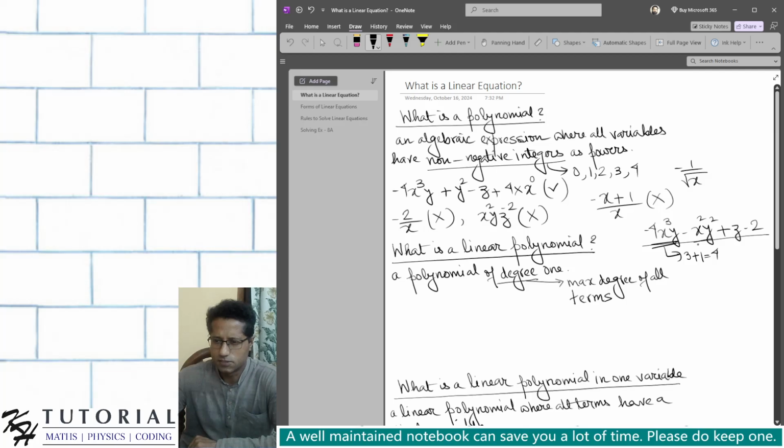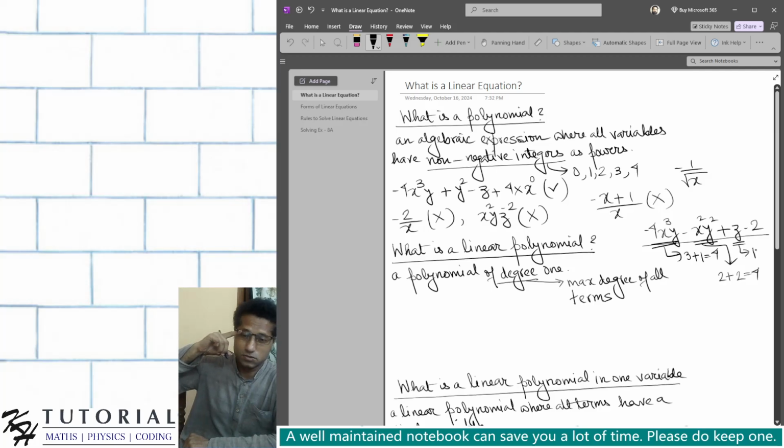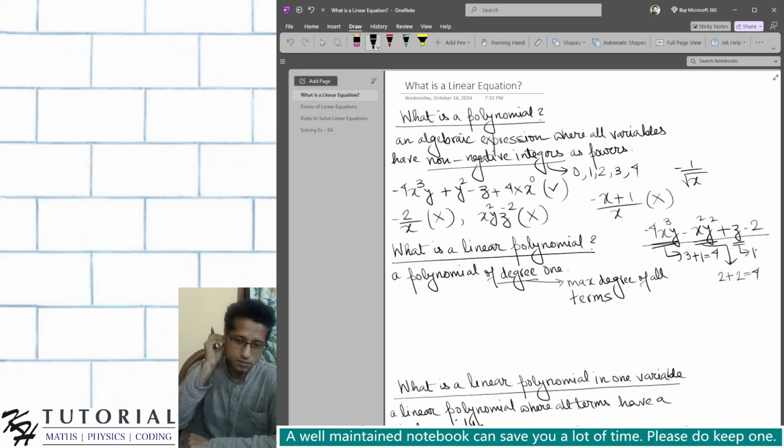What is the degree of the second term? The degree of the second term, minus x square y square, is 2 plus 2 equals 4. And what is the degree of the term z? It is 1 because the power of z is 1. And what is the degree of the term minus 2? It is 0 because it has no variable. Any constant term has degree 0.